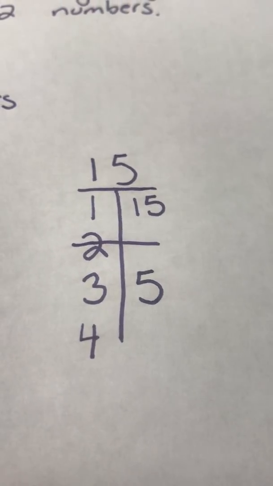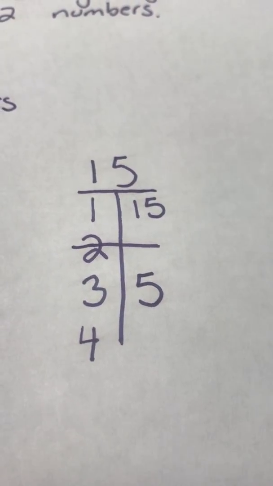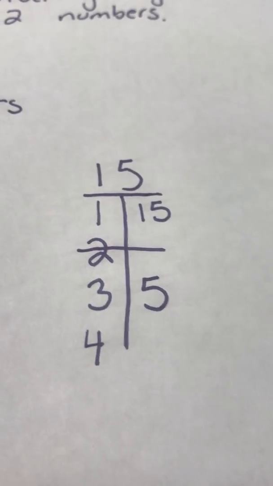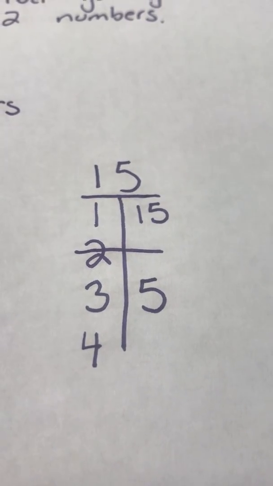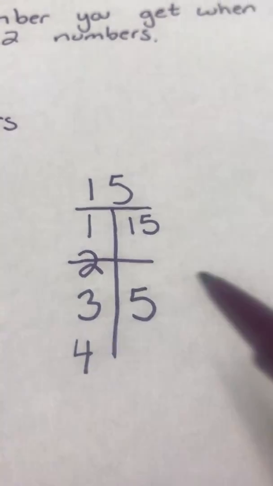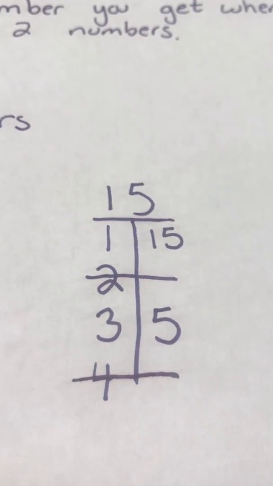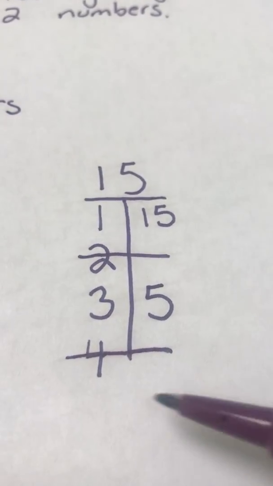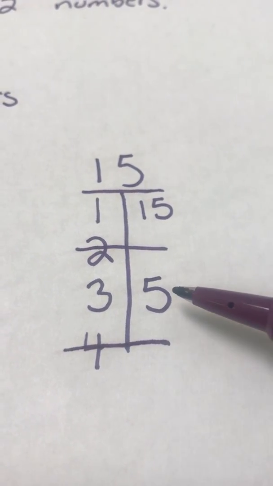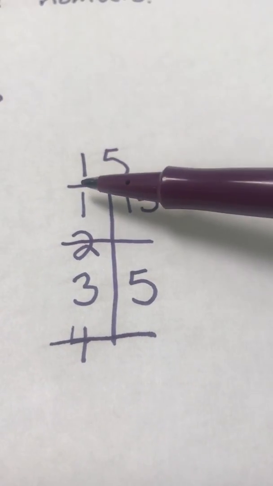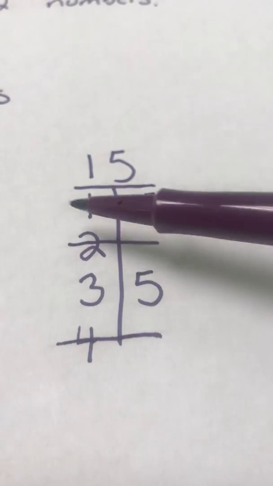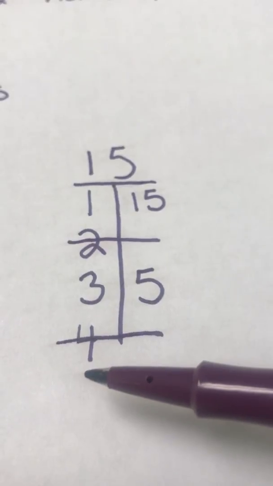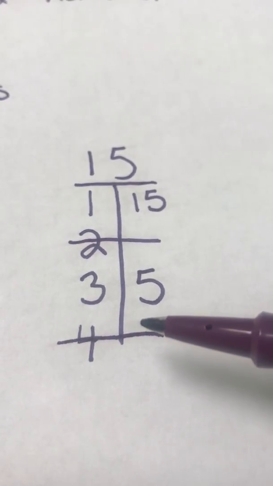4 times what equals 15? Well, I know 4 times 3 equals 12, and 4 times 4 equals 16. Again, we've skipped that 15, which means 4 is not a factor of 15. My next counting number would be 5, and I have already put 5 on my chart. So as long as I go in order down the right-hand side, going up through my counting numbers, going in order, I know that I haven't missed any, and I can stop.